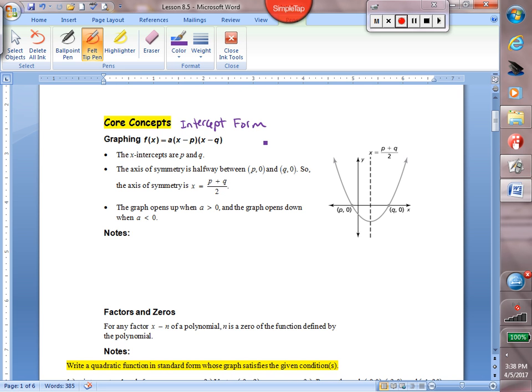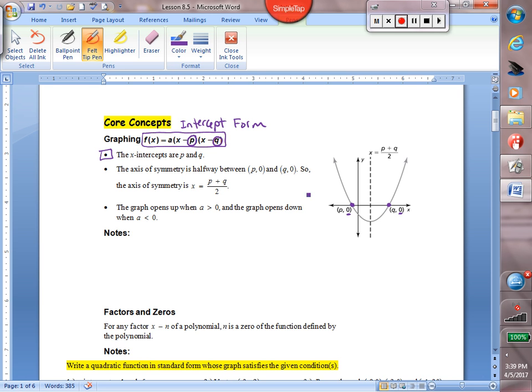Intercept form is going to make it very easy for us to find our X-intercepts. X-intercepts are going to be where your graph crosses the x-axis. For X-intercepts, the y value is always 0. So if we have intercept form, the X-intercepts are always the P and the Q values. And we will see that in a more specific example.